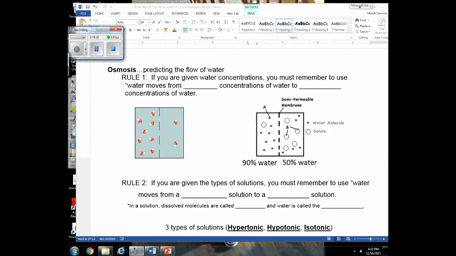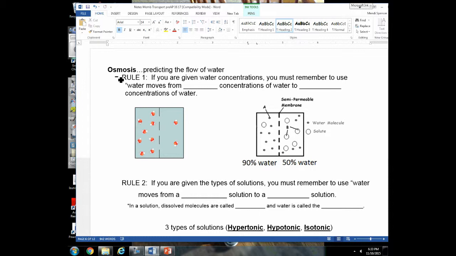Now, the whole rest of this unit and this note packet is about osmosis, the movement of water, and how the movement of water can affect cells. The movement of water is so important, and it has such an effect on our cells that we dedicate this whole last part of this unit to the movement of water, to osmosis. Now, I'm going to go through some rules to help you predict which way water is going to move.